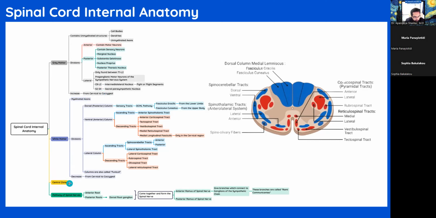Now, there is something called the central zone. The central zone is not important at your level for now, right? But that doesn't mean that we don't talk about it a little. The central zone is this area just around the central spinal canal, and it contains something called the gelatinous substance of the central zone. This is not the substantia gelatinosa. Substantia gelatinosa is in the posterior column of the gray matter. This is just called the gelatinous substance of the central zone.